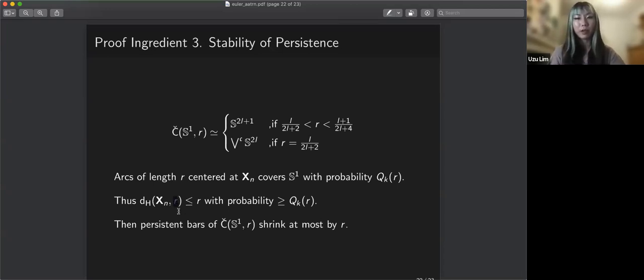And another typo here, it should be xn and S1. We're trying to bound the Hausdorff distance between the random sample and the circle itself, and it is less than r with probability at least QNR. And as n grows to infinity, this probability converges to 1. So when this happens, the persistent bars of the Čech complex for this odd-dimensional sphere are long and there's only one bar, and it shrinks at most by r, by the persistence stability argument.